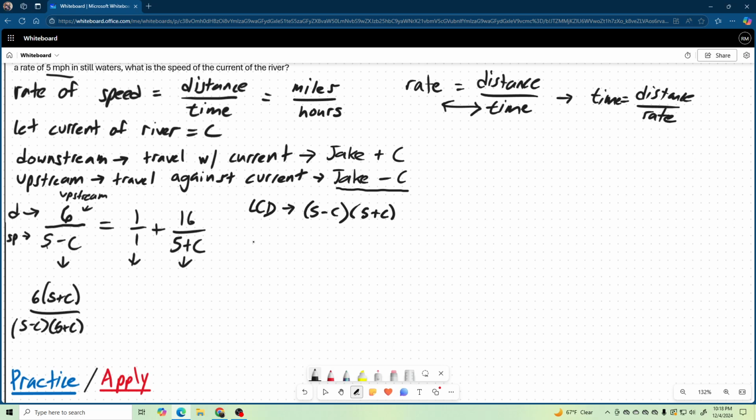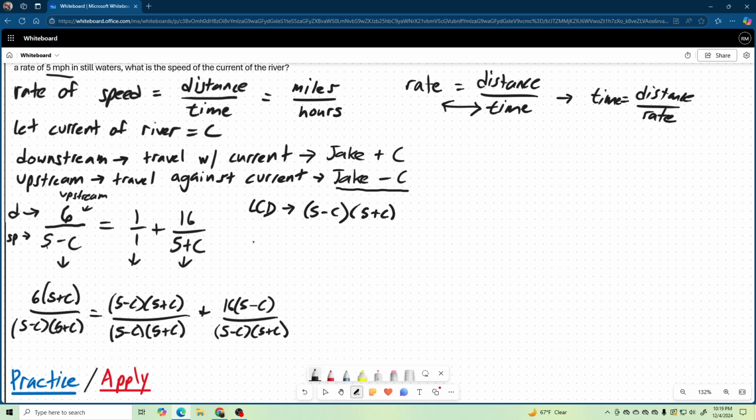Okay. Now the 1 over 1, we're going to have to take everything, right? 5 minus C and 5 plus C, and there's not really a way to get around it. So 1 over 1 is just going to become 5 minus C times 5 plus C over the same thing, 5 minus C times 5 plus C. And finally, plus, we have 5 plus C on the bottom, so we're going to have to multiply by 5 minus C. So we have 16 times 5 minus C over 5 minus C, 5 plus C. Okay. So now we have all the denominators the same, just like we did before.